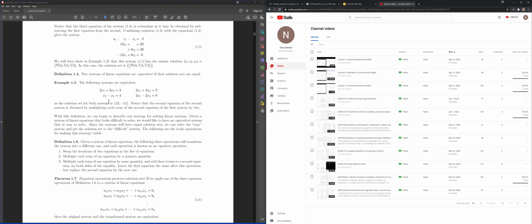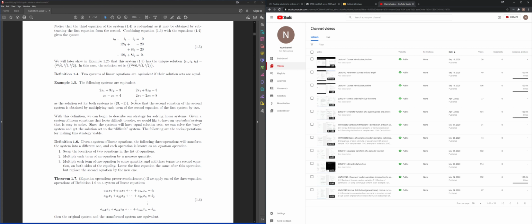Now if you're looking at this system over here and this system over here, you want to notice that the first equation in both of them is the same, and the second equation, well, the difference between the second equation here and the second equation over here is really that you took this equation over here and multiplied it throughout by 2.